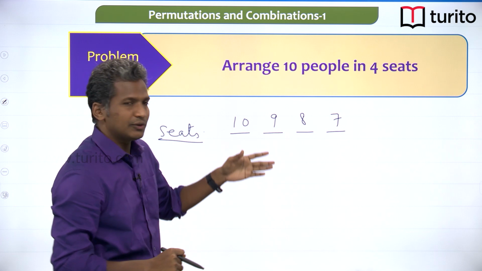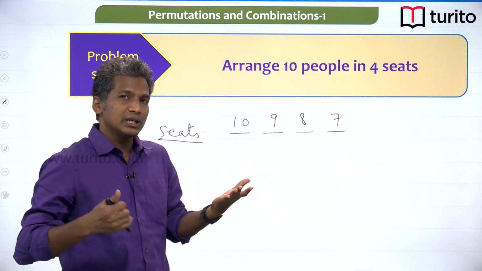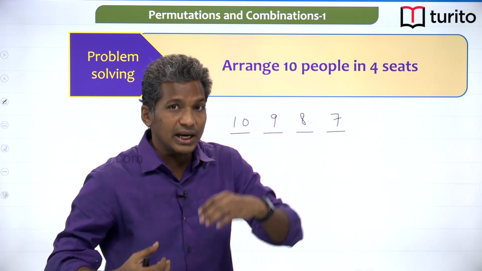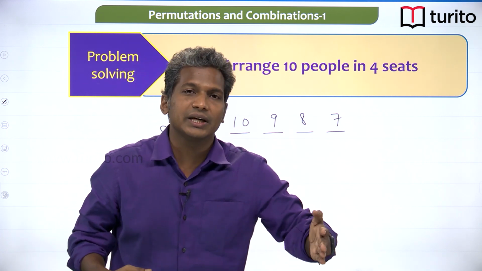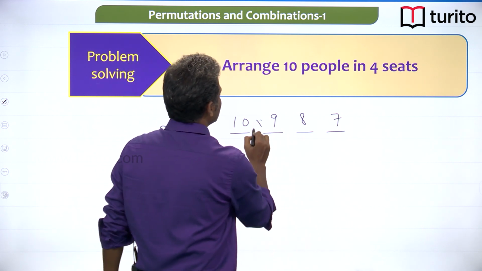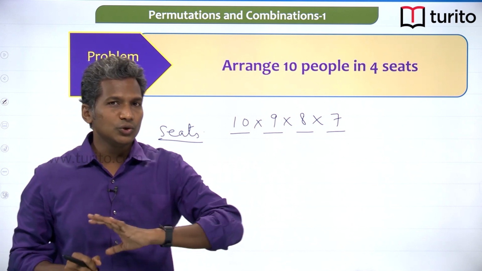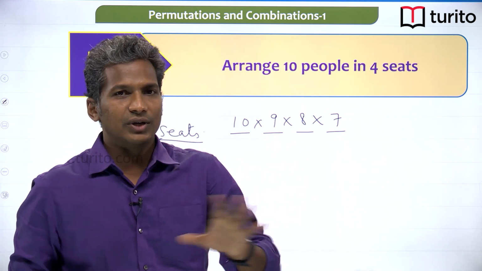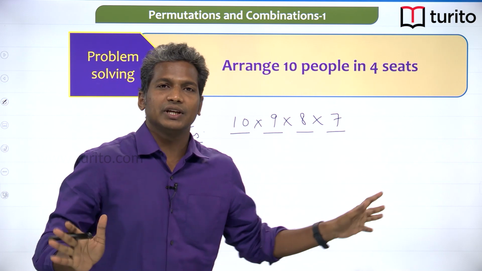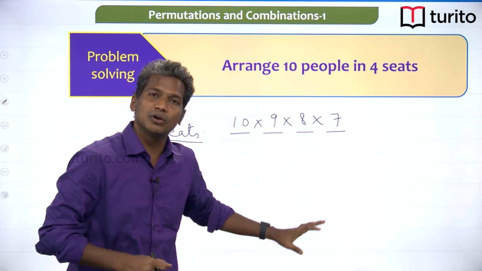Now, tell me, do we have to multiply them or add them? Of course, we have to multiply, because first seat is getting filled, second is also getting filled, third is also getting filled. So, the relation between these is AND rule. So, we understand this as 10 into 9 into 8 into 7. Now, do not go to NPR, NCR, we are not touching them till the end of the lecture. Okay. So, using common sense only we are trying to solve all problems here.